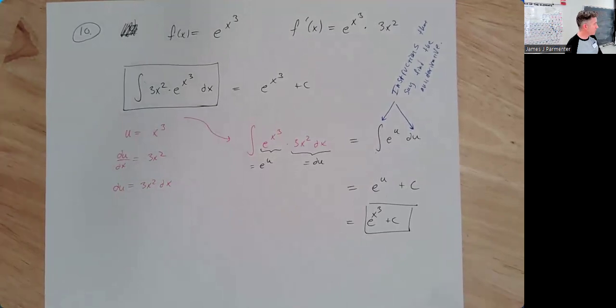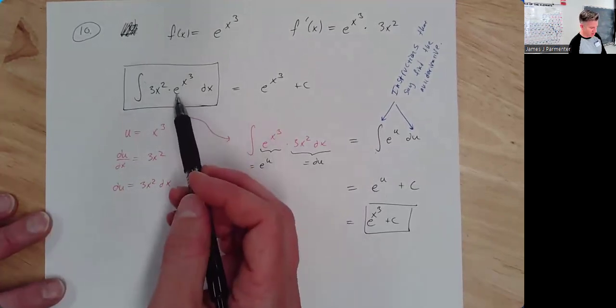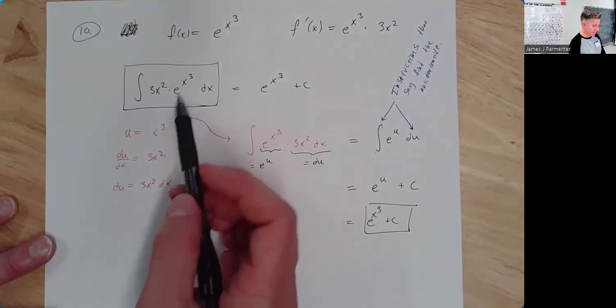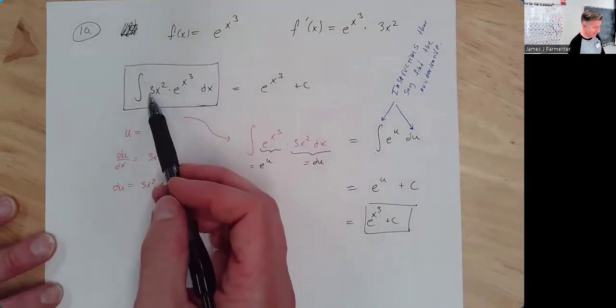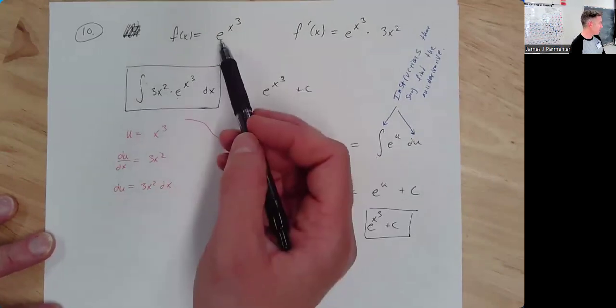With enough practice, you can look at something like this and be like, oh yeah, I know the derivative of e to the x cubed is e to the x cubed times 3x squared. So I know that the antiderivative of this has to be e to the x cubed.